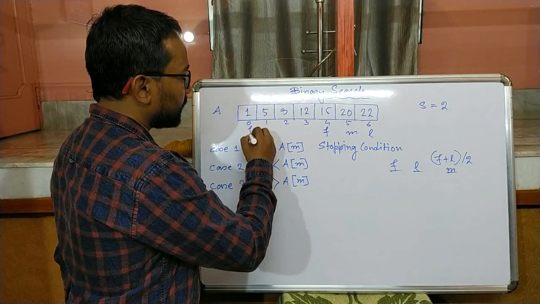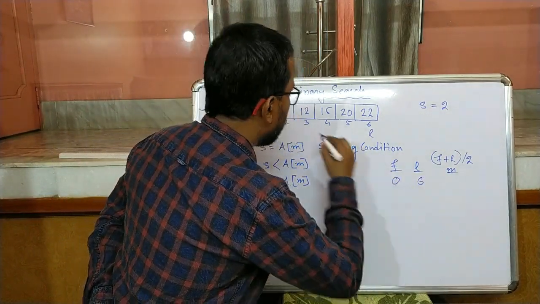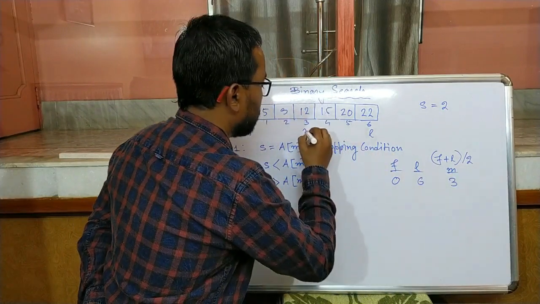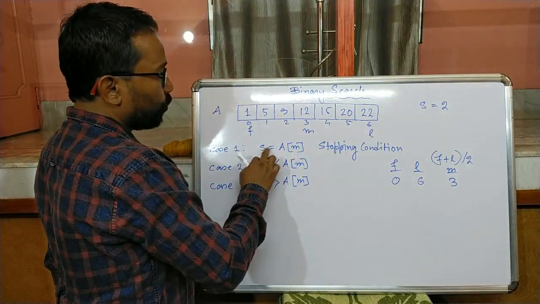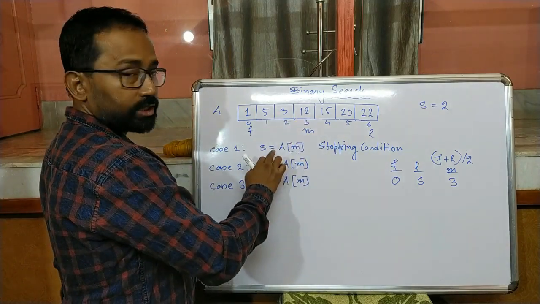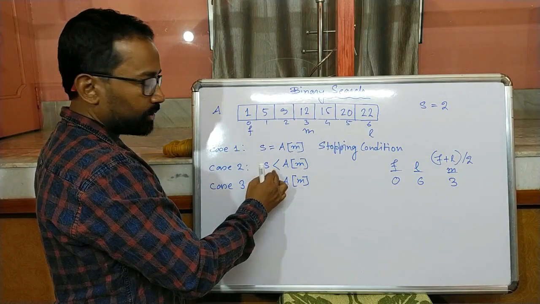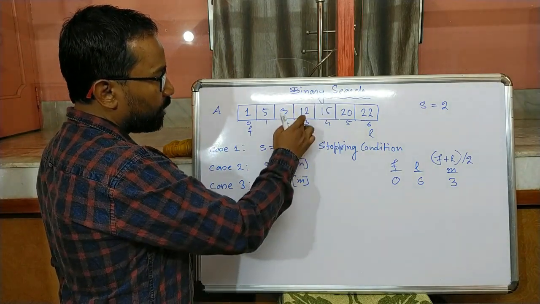Initially my first index is 0 and last index is 6. 0, 6 and middle index is 3. When we check the first condition for 2, is this 2 equal to the middle element's value 12? No. So this is false. It will move to the second condition. In the second condition we are checking: is S value 2 less than the middle element's value?